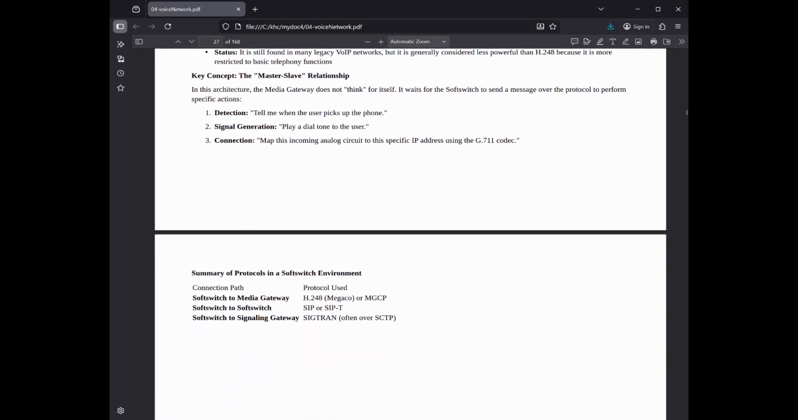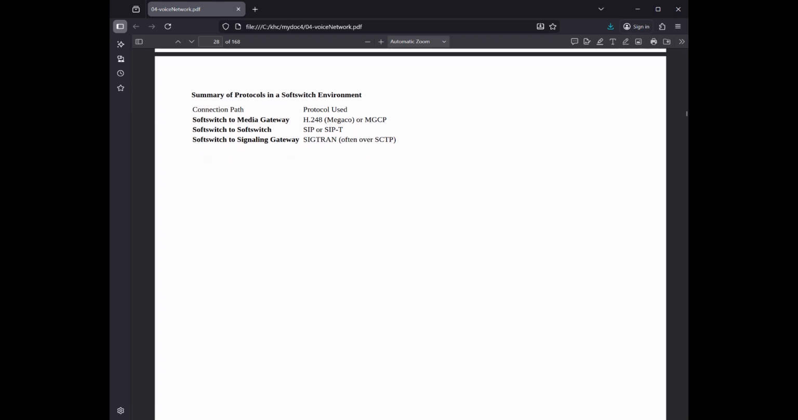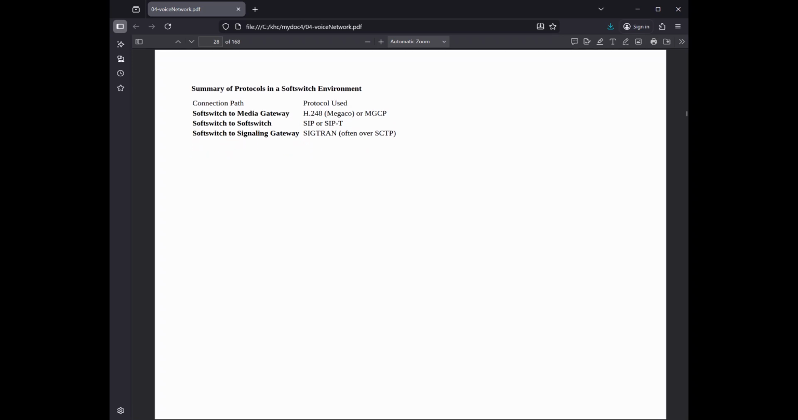Summary of protocols in a soft switch environment. Connection path, protocol used: soft switch to media gateway, H.248/Megaco or MGCP. Soft switch to soft switch, SIP or SIP-T. Soft switch to signaling gateway, SIGTRAN, often over SCTP.